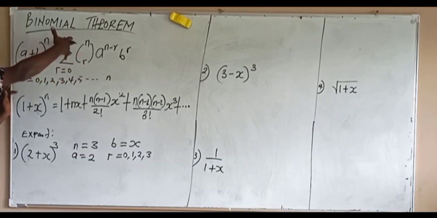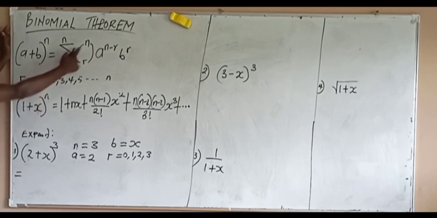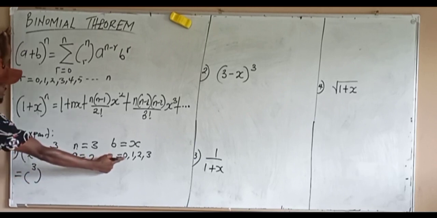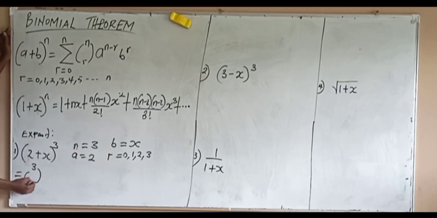I'll show you what this one is saying. I already showed you that before you put the second value of R, you separate the two terms with an addition sign. This one will be equal to N combination R first. Let's take R to be 0 first. The first value of R is 0. Then times, then what is A?